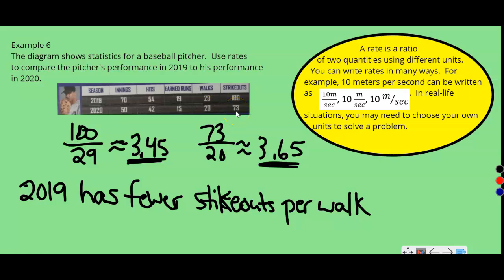Now, could you do the same thing with two other categories? Sure, you could. If you wanted to compare earned runs, you would use this column. You could use earned runs per inning, so do 19 over 70 and 15 over 50, and you could compare those and see which year had more or less. And then the units would come from whichever column you used.